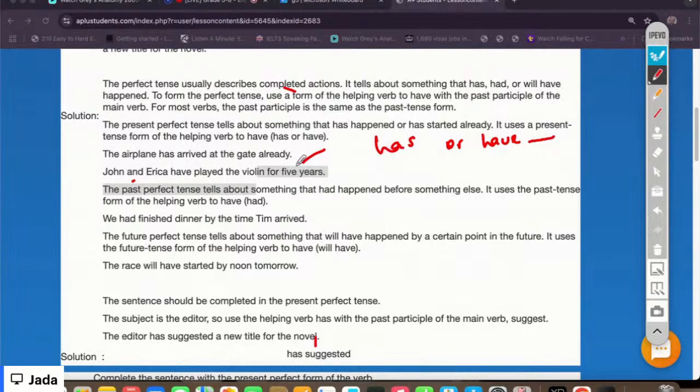The past perfect tense tells about something that had happened before something else. It uses the past tense form of the helping verb to have, and that is had. We had finished dinner by the time Tim arrived.